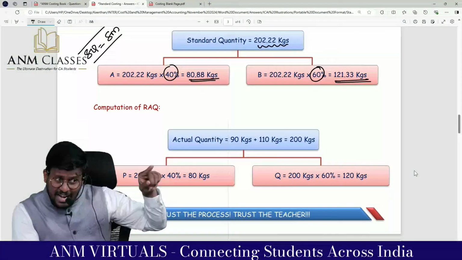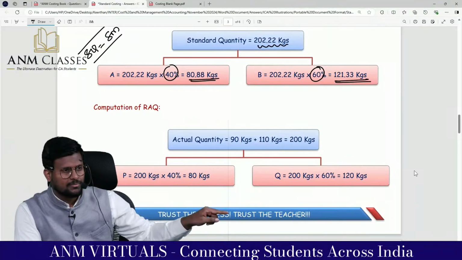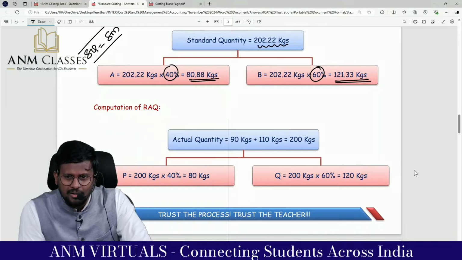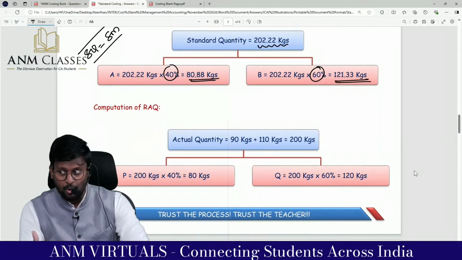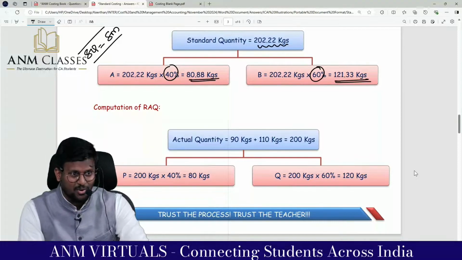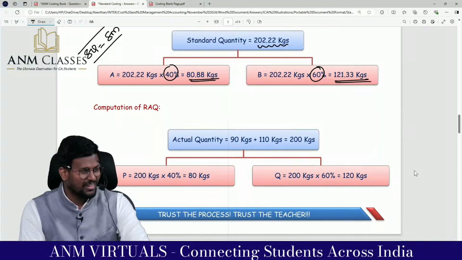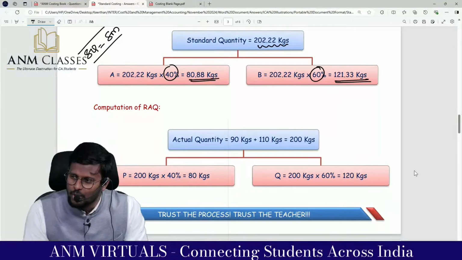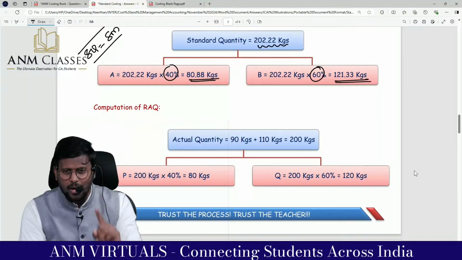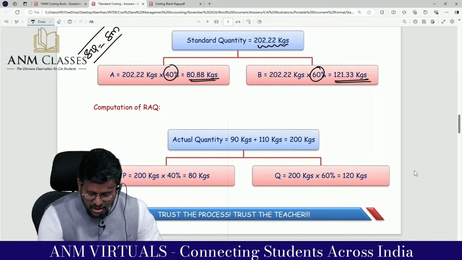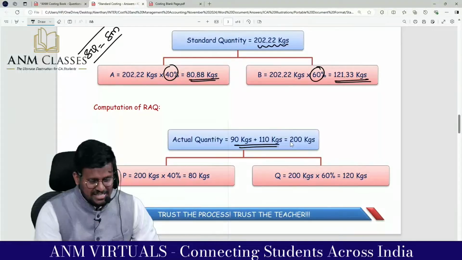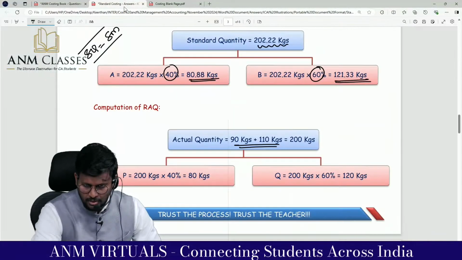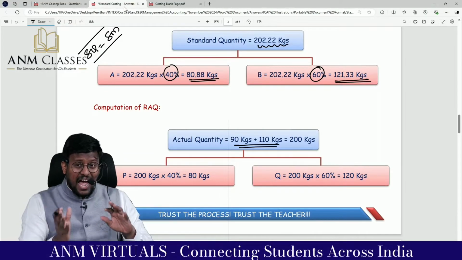Take the actual quantity, divide by 90 into 100, and you will get 202.22. When we solve, we may doubt whether our answer is wrong, but it is correct only. Don't worry. The second column is revised actual quantity into standard price. The actual quantity given in the question is 90 kg and 110 kg. Total comes to 200 kg in actual mix.